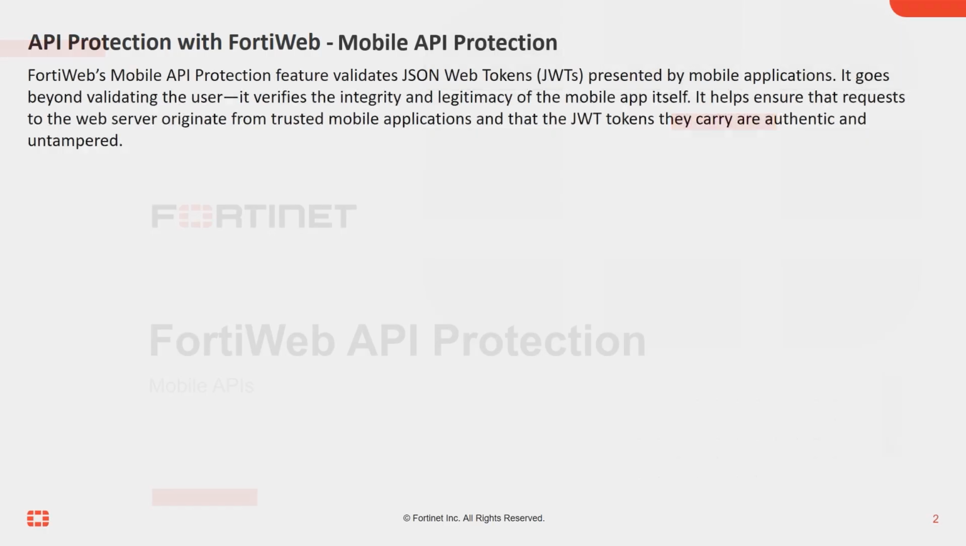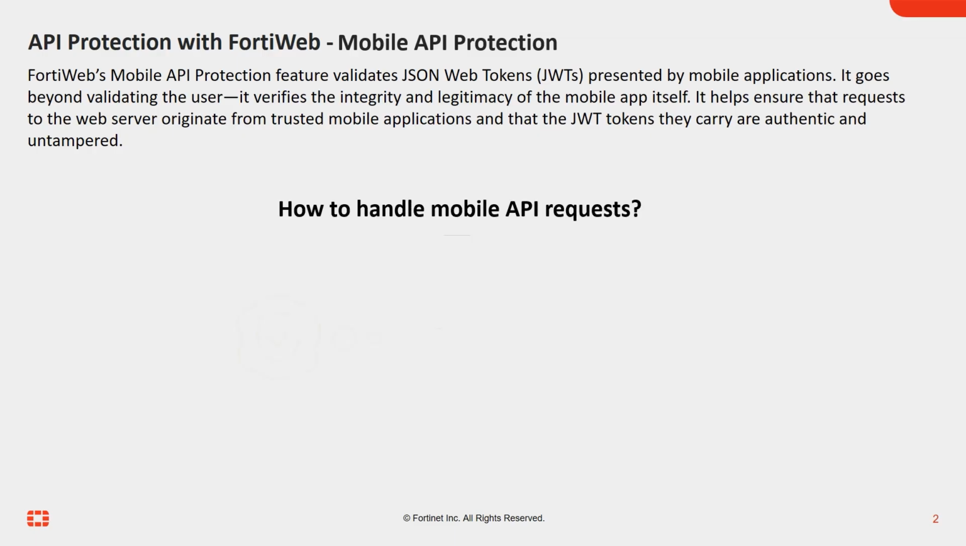In this video, we'll focus on FortiWeb's mobile API protection feature, which validates JSON Web Tokens presented by mobile applications. It goes beyond validating the user. It verifies the integrity and legitimacy of the mobile app itself.